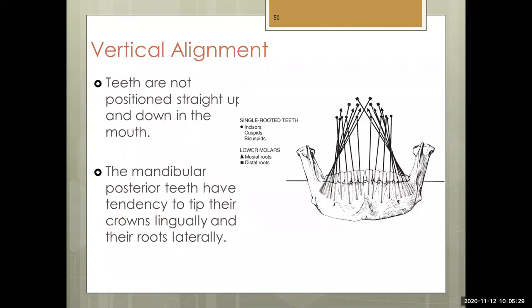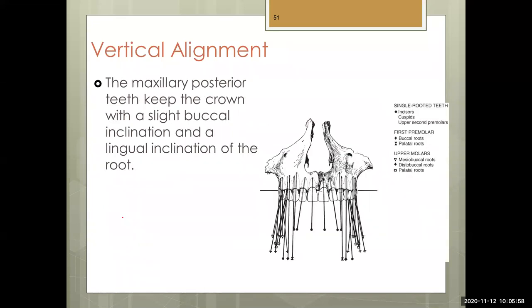The vertical alignment: they're not straight up and down. When we're talking about the long axis of a tooth, the Gracey curettes, for example, should be parallel to the long axis of the tooth. It's not straight up and down, right? You need to envision all of these angles. That is a lot of manipulation for your instruments.